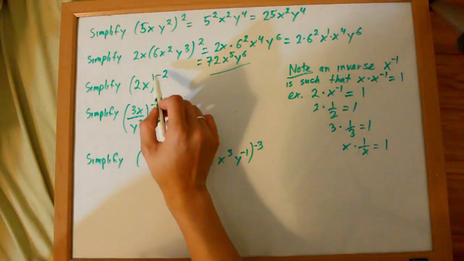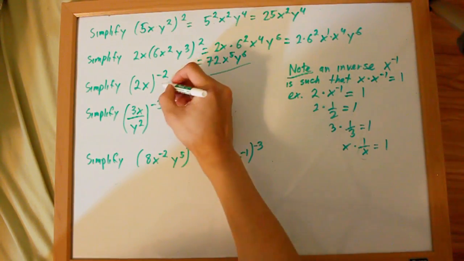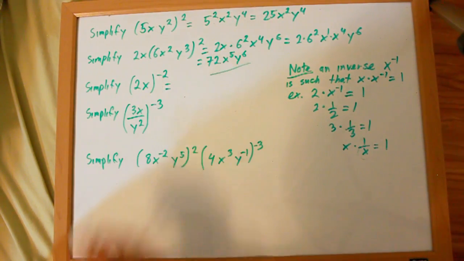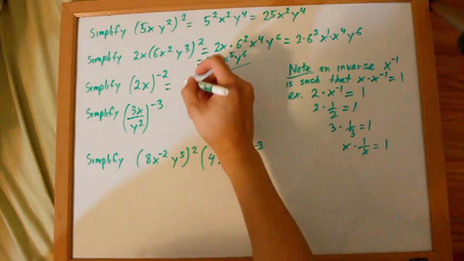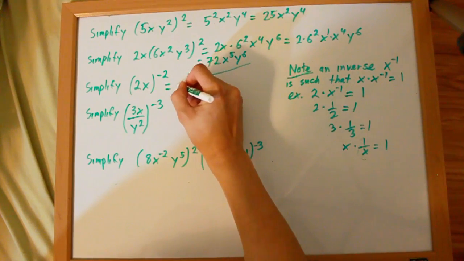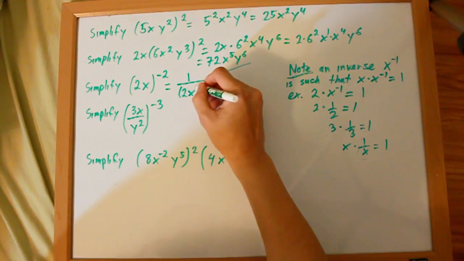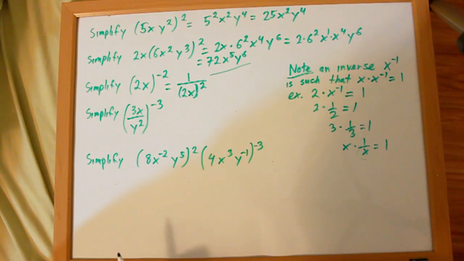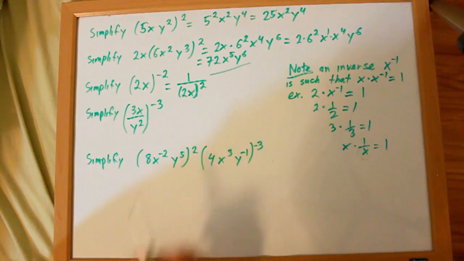Our next problem is where I want to introduce the concept of inverse. So here we have parentheses 2x to the power of negative 2. When a teacher first teaches you this, they're simply just going to tell you to flip it over and get rid of the negative sign. That's all they're going to tell you. And I'm going to explain why we are able to do this kind of movement.